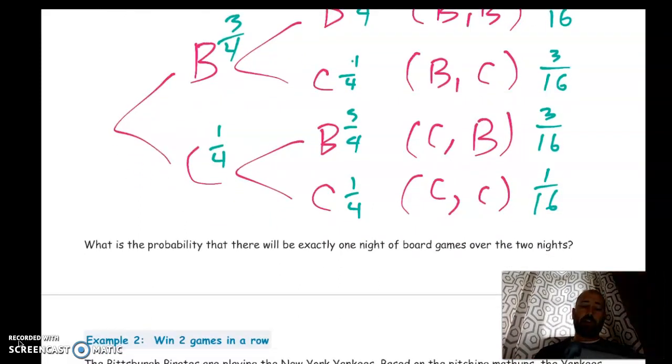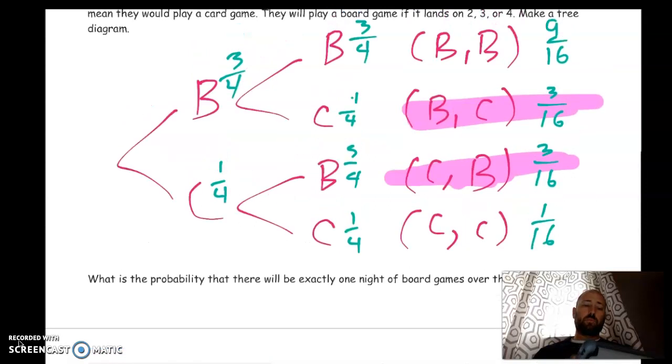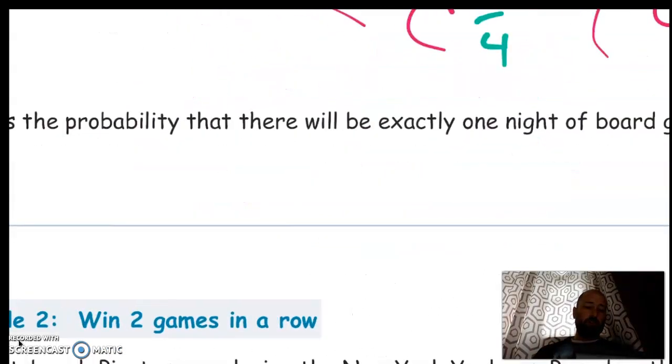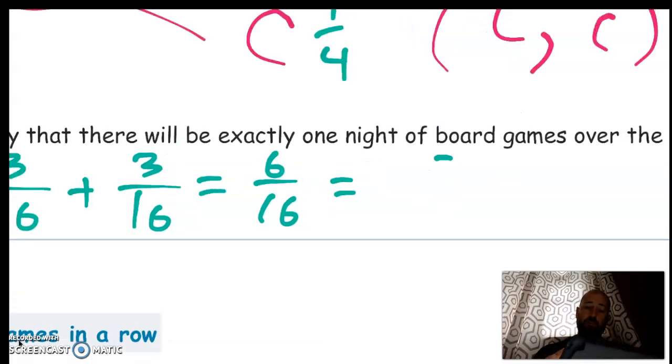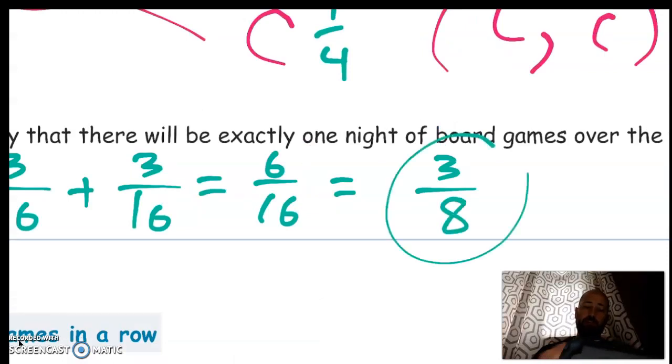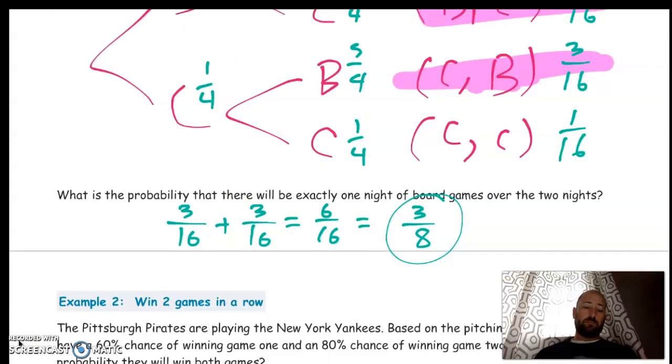The problem asks, what is the probability there will be exactly one night of board games over the 2 nights? Well, exactly one. This is 1. That's 3/16. This is 1. The board game is 0, and card game is 2. So I'm taking those two probabilities. 3/16 plus 3/16 is 6/16, or there's a 3 out of 8 chance that we will go with exactly one night of board games over the 2 nights.